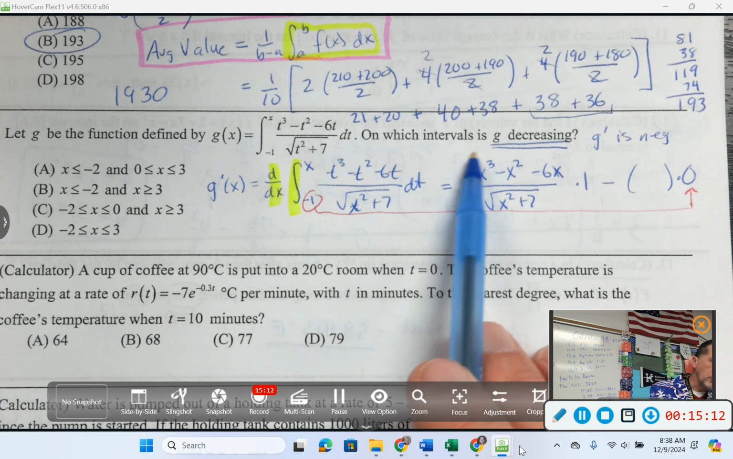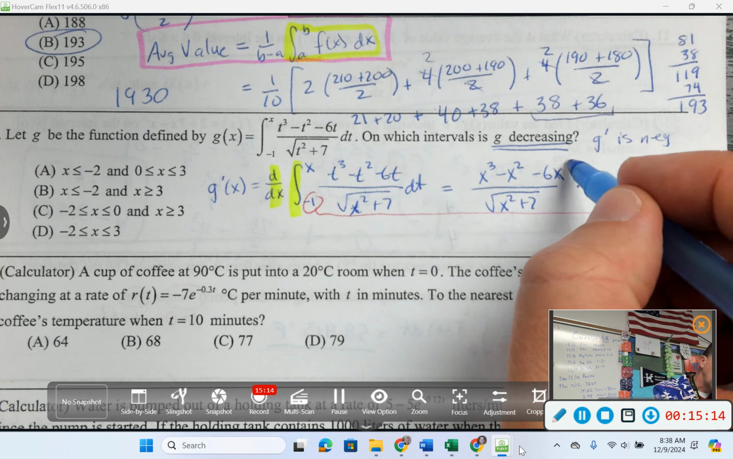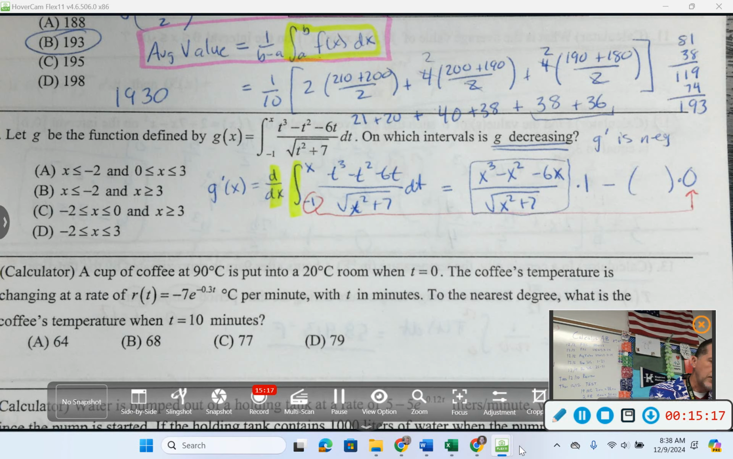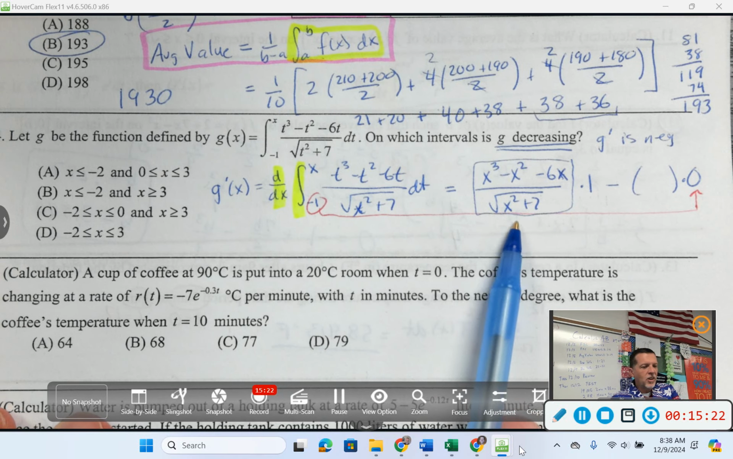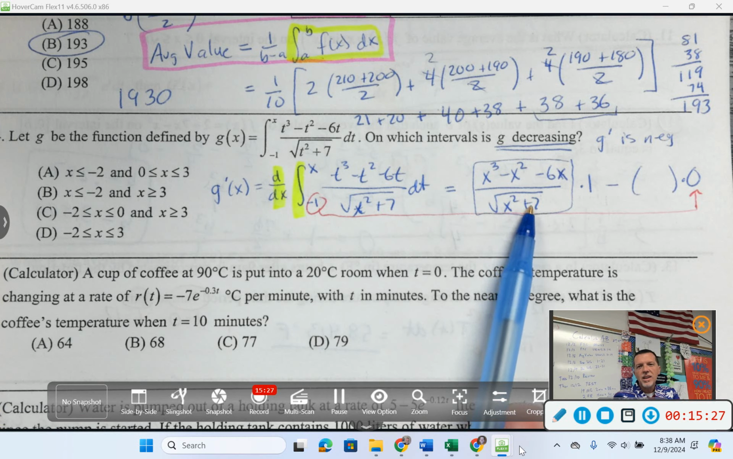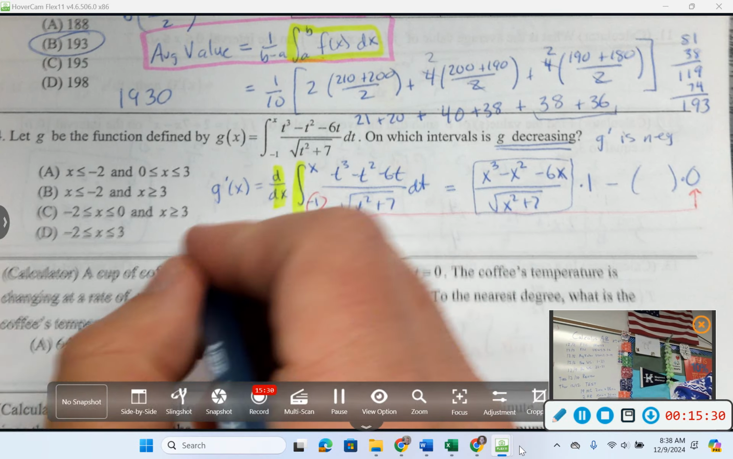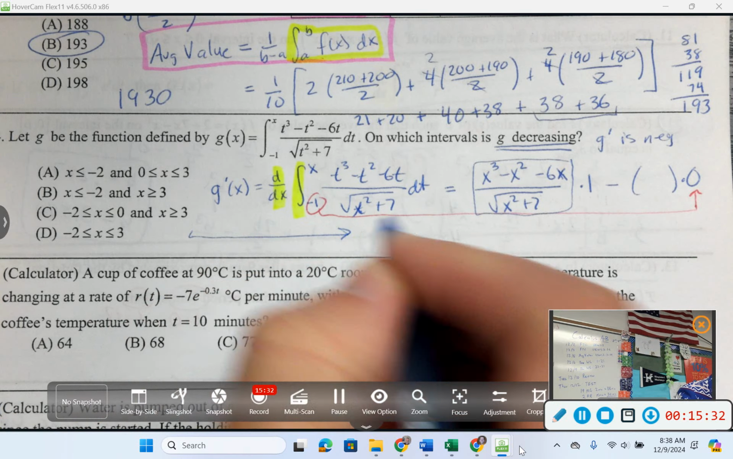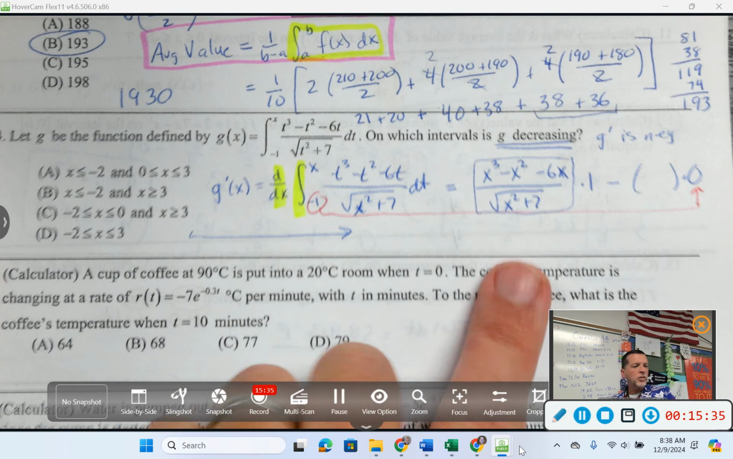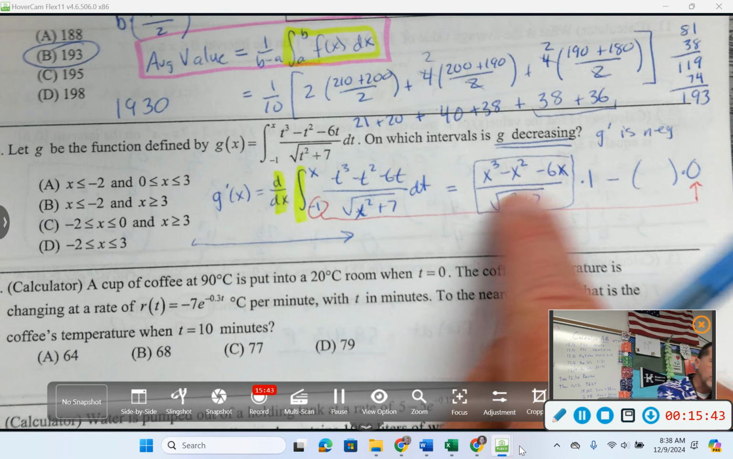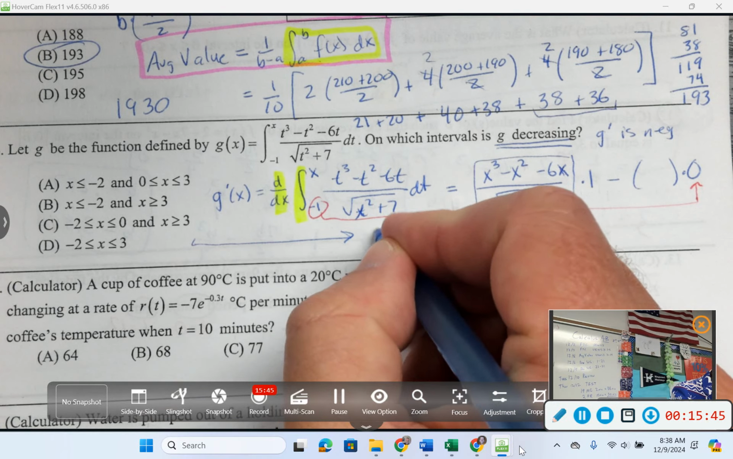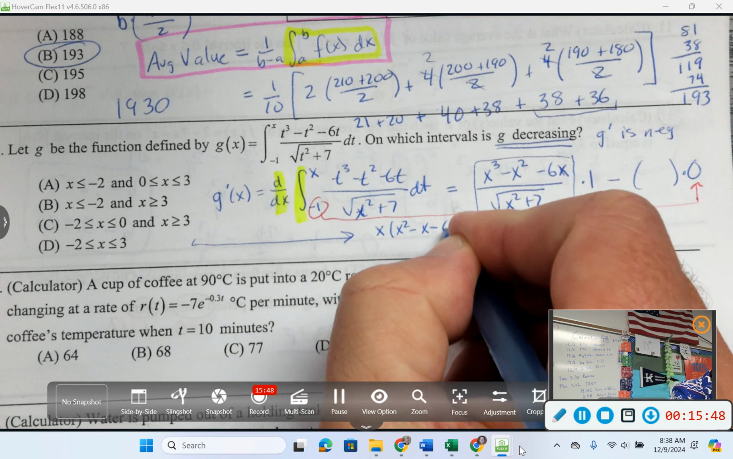So I just really want to know where this thing is negative. That denominator looks awful, but there's something nice about the denominator. I'm thinking number line and then test values. So I need the zeros at the top and the zeros at the bottom. But that bottom is never going to be 0. X squared plus 7, that's never going to be 0, so I don't really even have to worry about it. I'm only worried about where the top is 0.